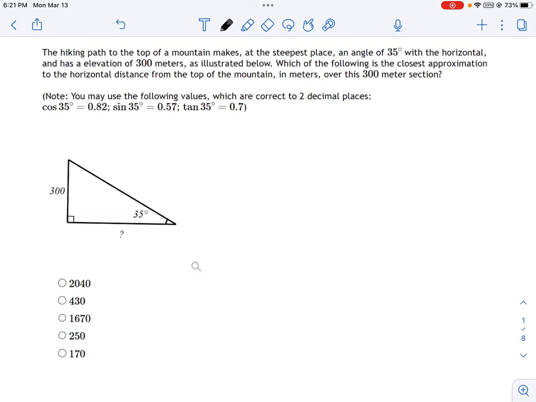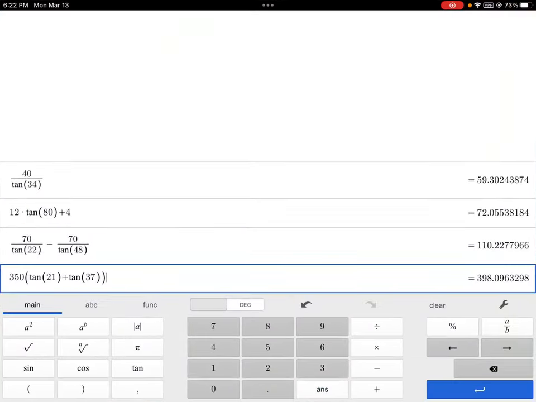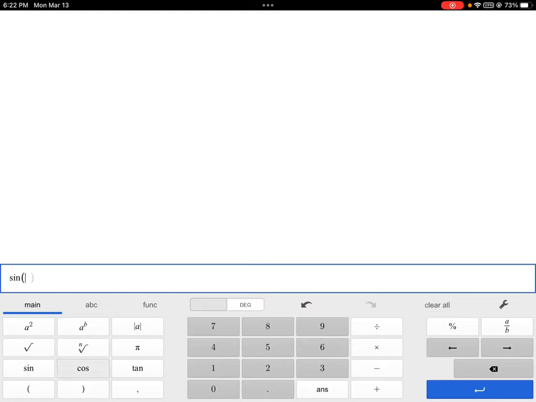Now we have a couple more values here. We're told that cosine of 35 degrees is 0.82, sine of 35 is 0.57, and tangent of 35 degrees is 0.7. These are just decimal approximations. If you don't have a calculator that's capable of evaluating tangent, sine, and cosine at 35 degrees, then that's why these values are given to you. But if you do have a calculator, you'll notice we have these sine, cosine, tangent buttons. If you don't have those buttons, you'll have to use the approximations.